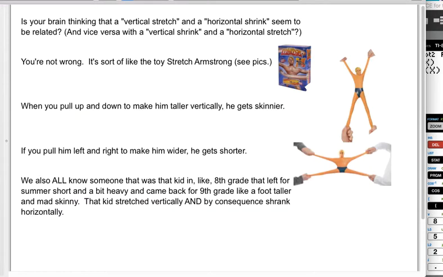All right, so Stretch Armstrong. Is your brain thinking that a vertical stretch and a horizontal shrink seem to be related? That if you make the y values bigger, if you make a graph taller, inexplicably it also looks skinnier, or vice versa, if you make a graph shorter, it kind of looks wider. Well, you're not wrong. It's sort of like the toy Stretch Armstrong.